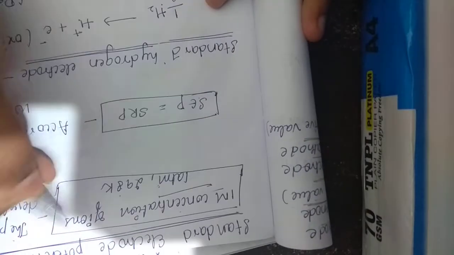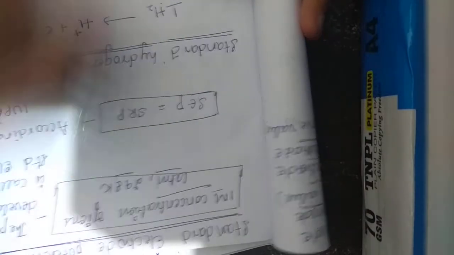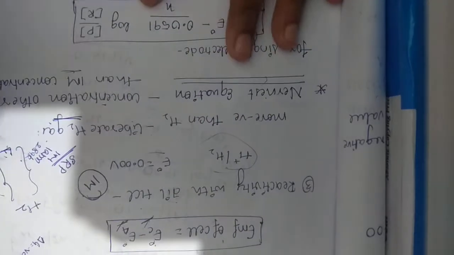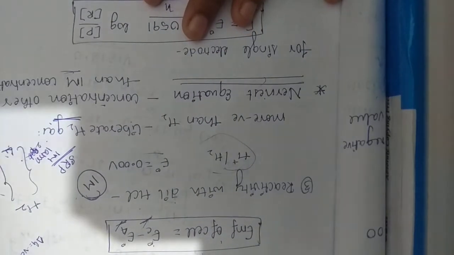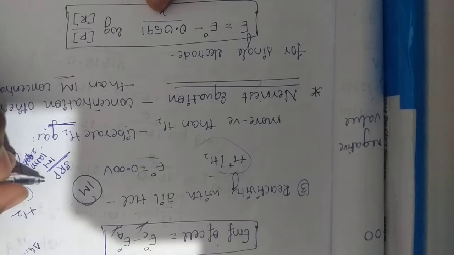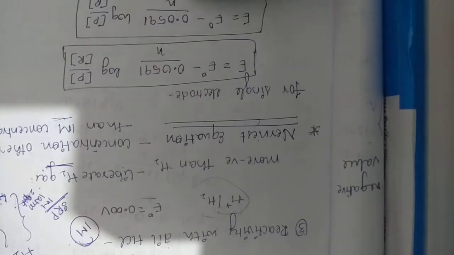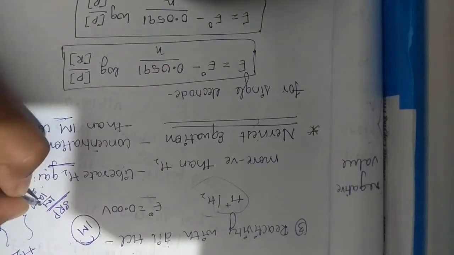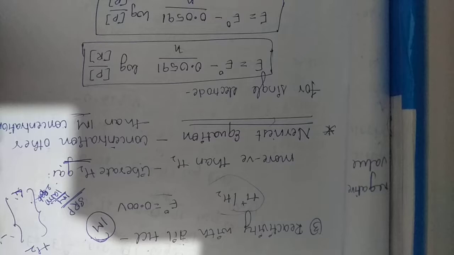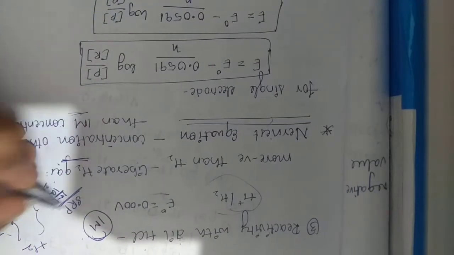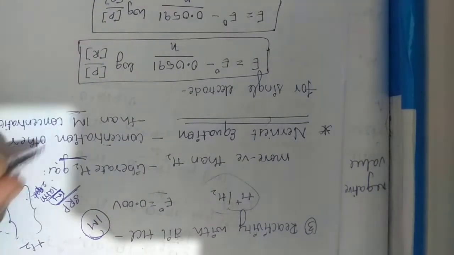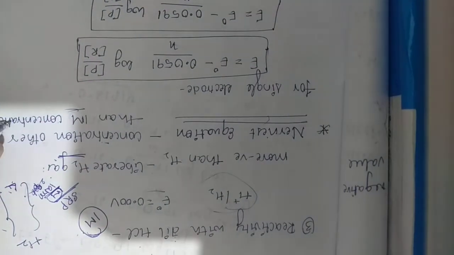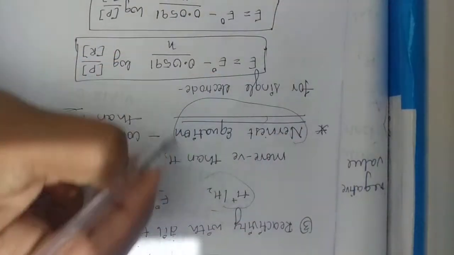See, 1 molar concentration of ions, 1 atmosphere, 298 Kelvin. That is standard reduction potential. Now we are talking about a situation where it's not 1 molar concentration, it's any other concentration other than 1 molar, and this equation is given by Nernst.